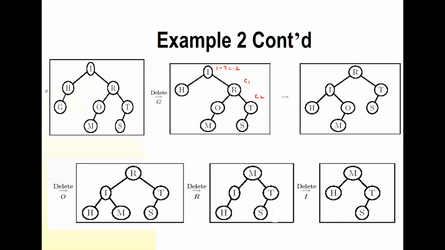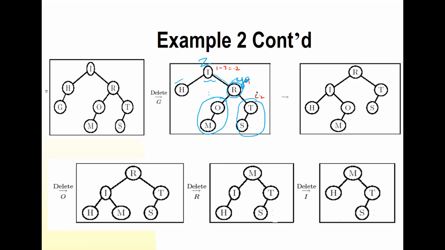Now moving further, deletion of G. Deletion of G will lead to disturbance of the balance vector of the node I. If you carefully scan, the child with greater height of I is either H or R. Out of these two, R is the child, that is the Z node. This is the Y node, which is the greater child node. Now remember this thing, out of these two children nodes of Y, that is O or T, both have the same height.